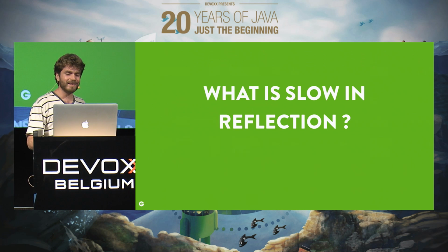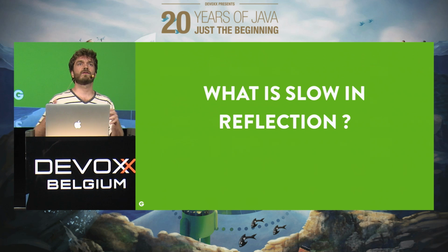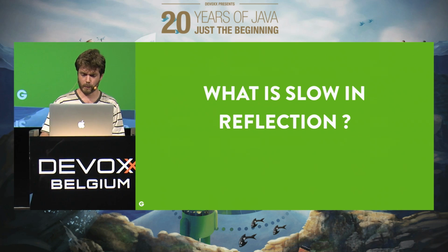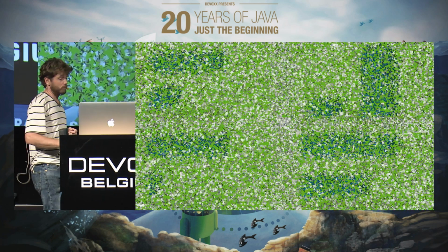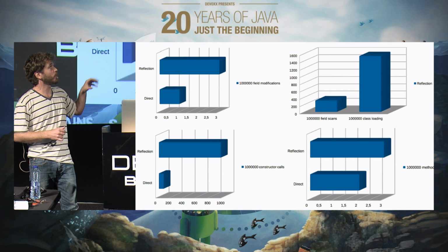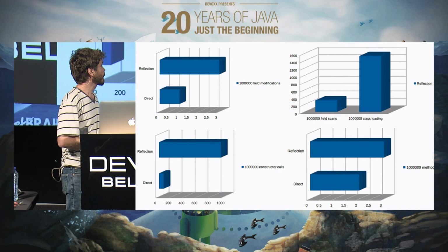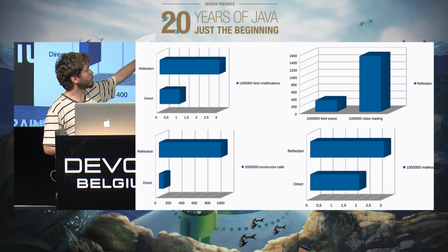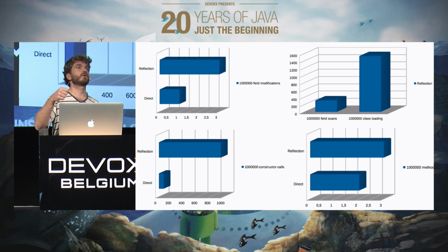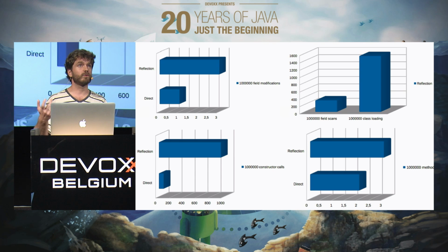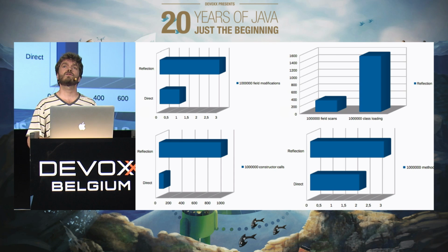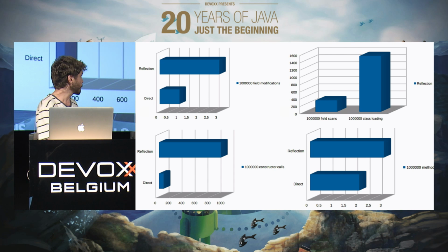But what exactly is slow in reflection? Because everyone says, OK, Juice is too slow, it's based on reflection. But what exactly makes reflection slow? So we wanted to get some numbers. What we did is to benchmark a few aspects of reflection. As you can see on the upper right figure, when you scan fields to detect annotations, to see which ones are annotated, or scan methods to see which ones are annotated, this actually takes a lot of time. Loading classes via reflection also takes a lot of time.